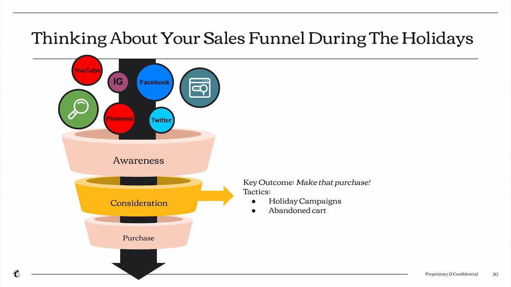Okay, next we have the consideration phase. So this is when they are in market. It is the holidays, people are in market for a dog toy purchase because it's the gift giving season. So there's a forcing function there. People need to go buy gifts.